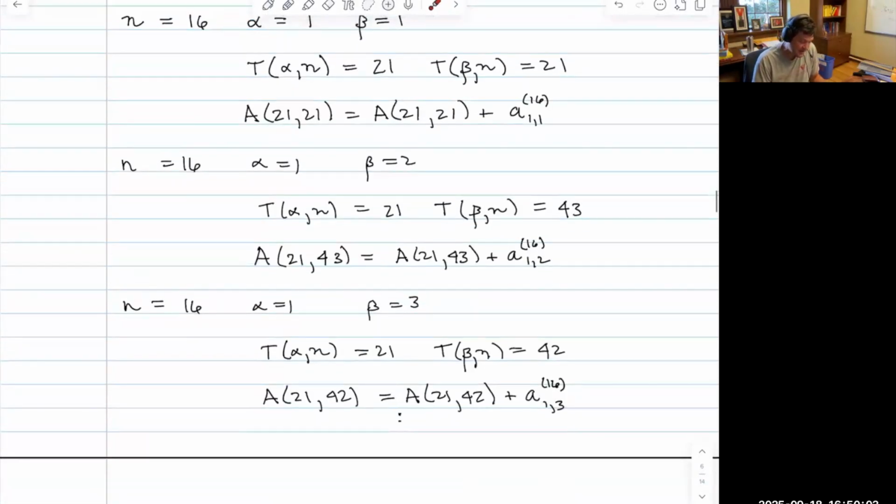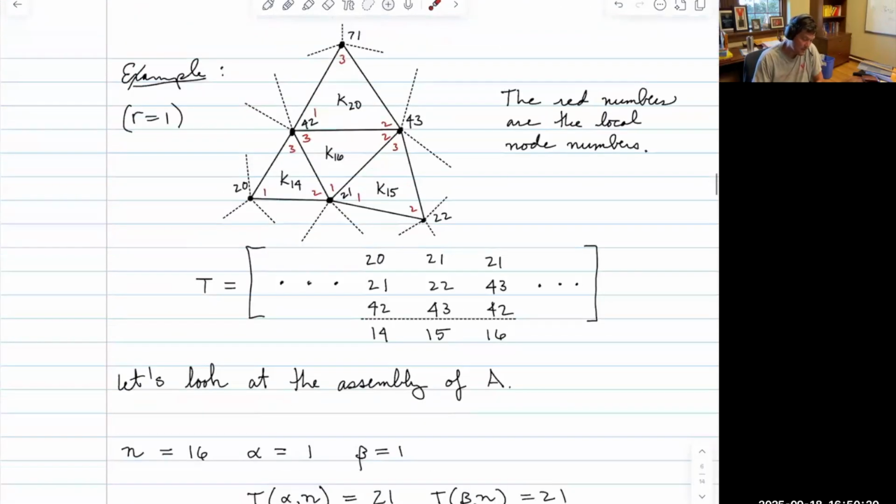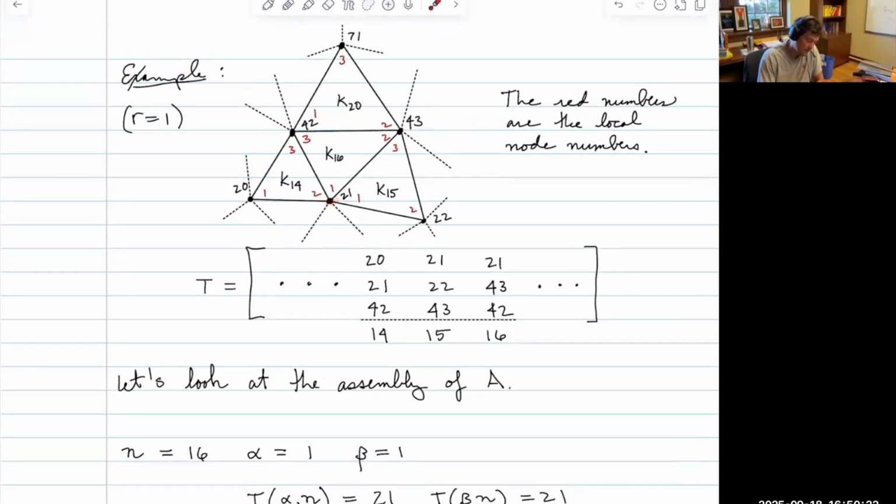And now let's index beta again. So we get beta equals 3. Alpha is in the outer loop, and this is the outermost loop. N equals 16. Those are fixed as this guy indexes. So this is our global degrees of freedom, 21 and 42. Okay, 21 and 42.